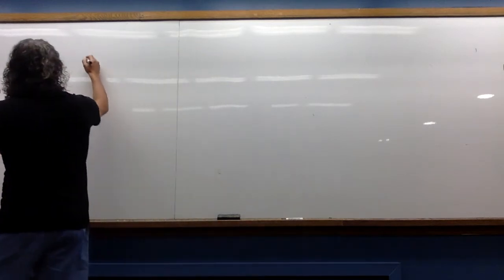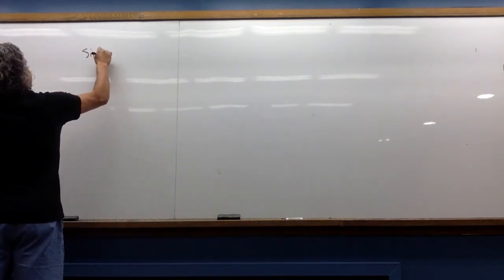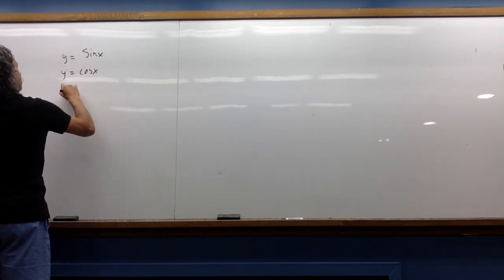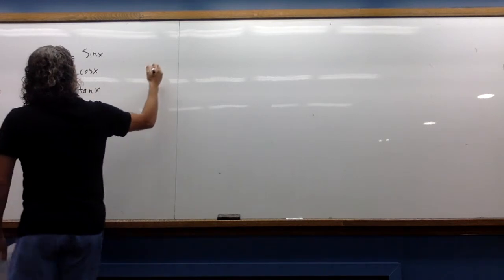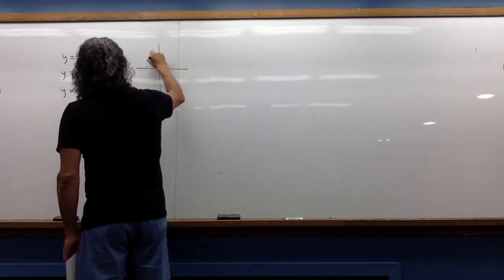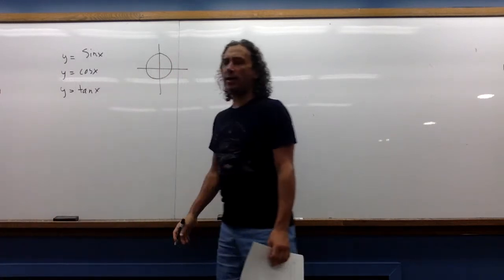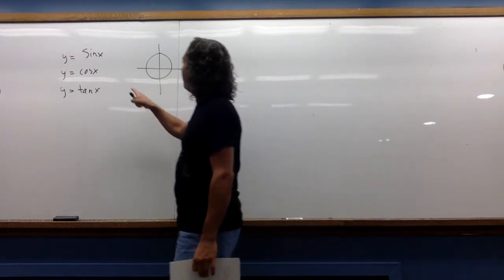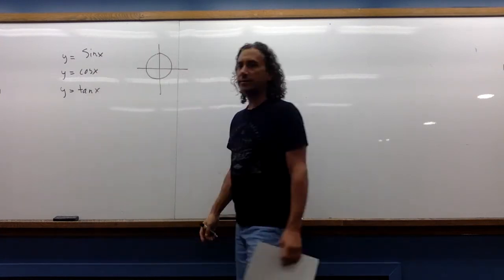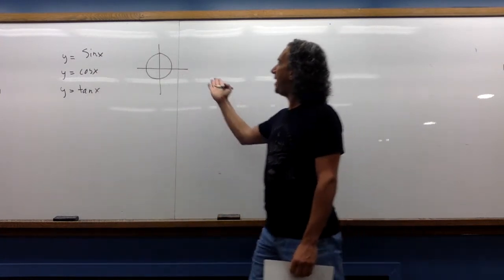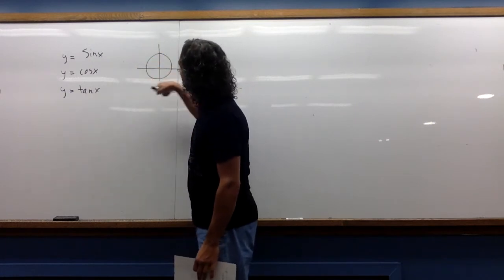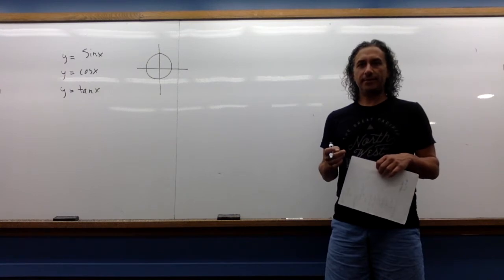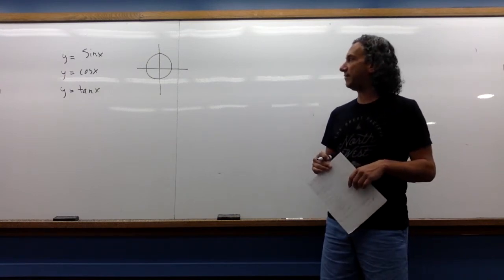So first off, what we're going to study today is sine of x, cosine of x, and we'll study tangent of x. Trig functions are all based on the unit circle centered at the origin. Basically, whatever value you put in here is going to be the radian measure as we move around the circle counterclockwise if that input is positive, and clockwise if that input is negative.